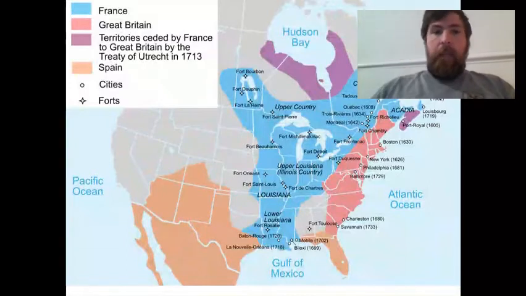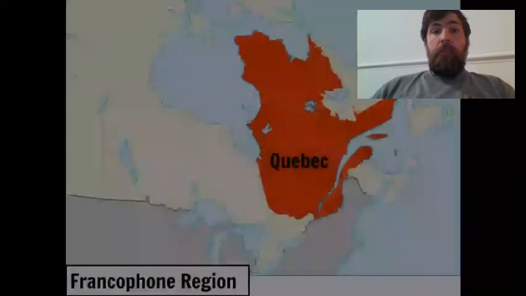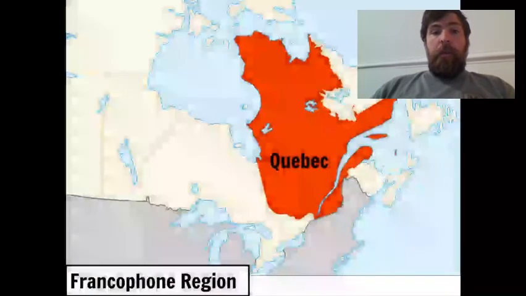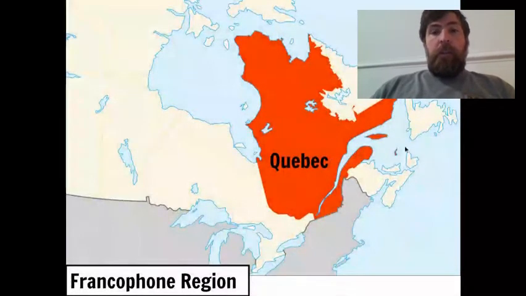So Canada has a history of being colonized by both the French and the British, which led to what we call a francophone region, or a part of the world where people speak French. And Quebec, which is a French province of Canada, is a francophone region where French is an important part of the culture, but the rest of Canada speaks English.